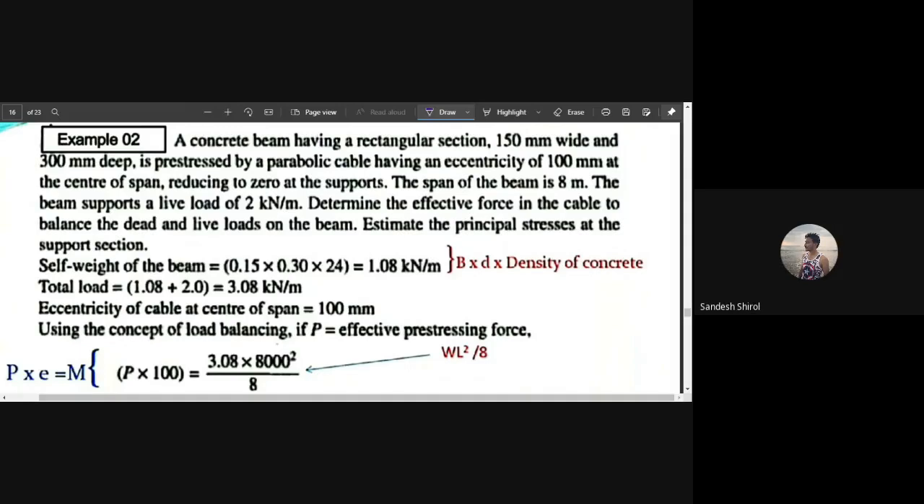Yes, sir. So can you please read the example for me? Problem statement.